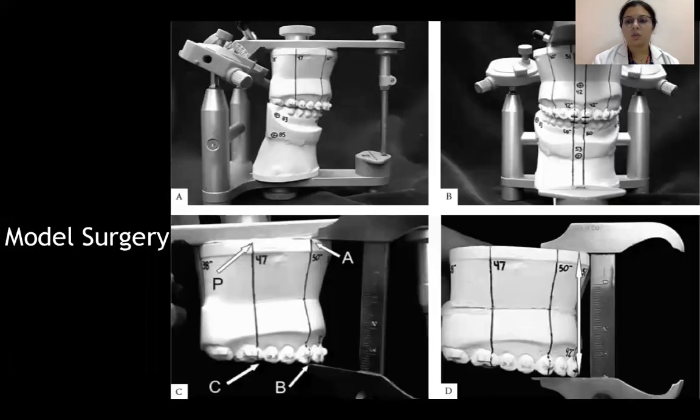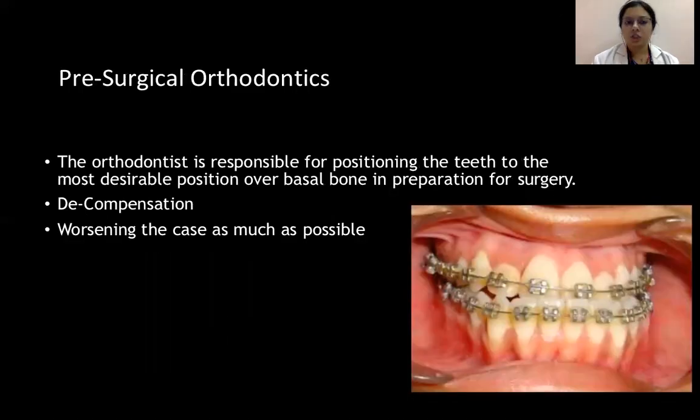Next is model surgery. Model surgery is extremely important when it comes to orthognathic surgery. Pre-surgical orthodontics. The orthodontist is responsible for positioning the teeth to the most desirable position over the basal bone in preparation for surgery. Decompensation, even worsening the case as much as possible.